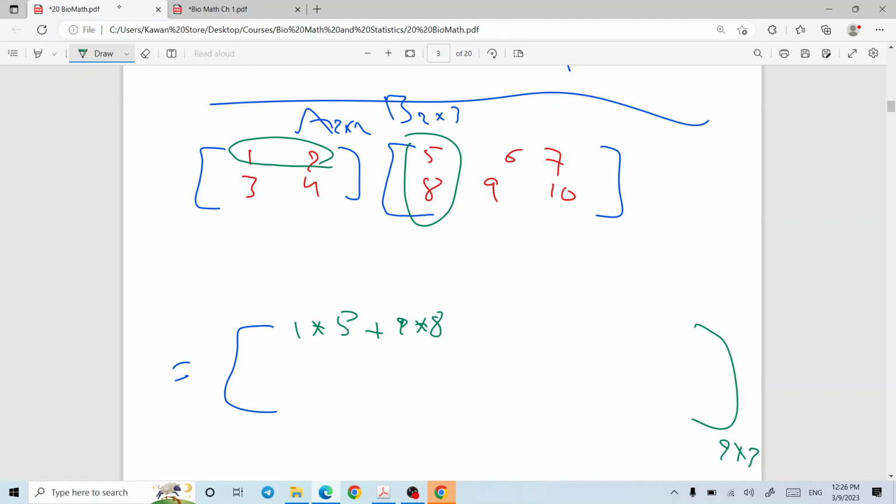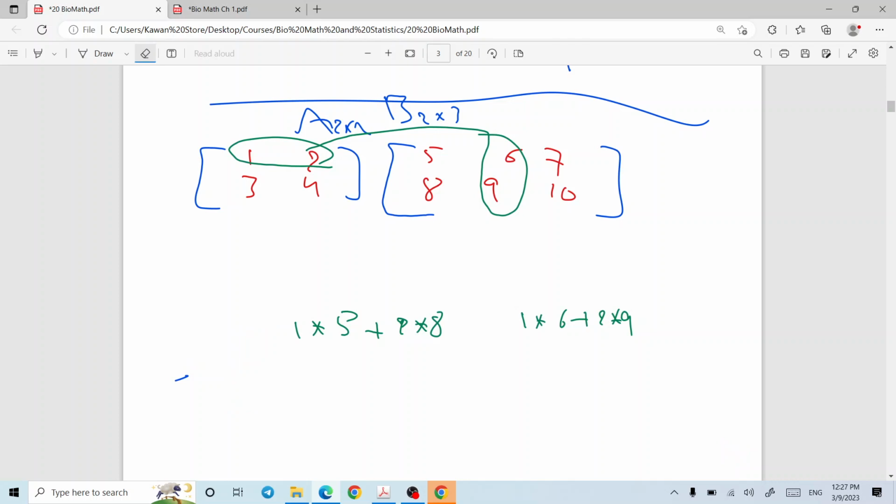So how about the second? The same. I'm going to multiply again by the second column. So 1 by 6 plus 2 by 9. Then what else? What else, dear? 1 by 7, yes, you are right, plus 2 by 10, am I right? Now the first row is finished. When you multiply the first row by the second matrix's columns, you will get the first row.